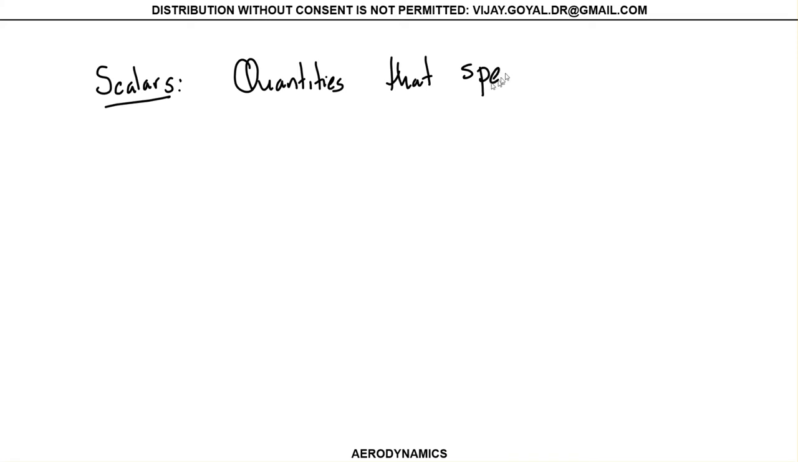First of all, let's define some quantities here. Okay, so what's a scalar? First of all, let's define what's a scalar. Okay, a scalar is nothing else than, or scalars are quantities that specify only magnitude.